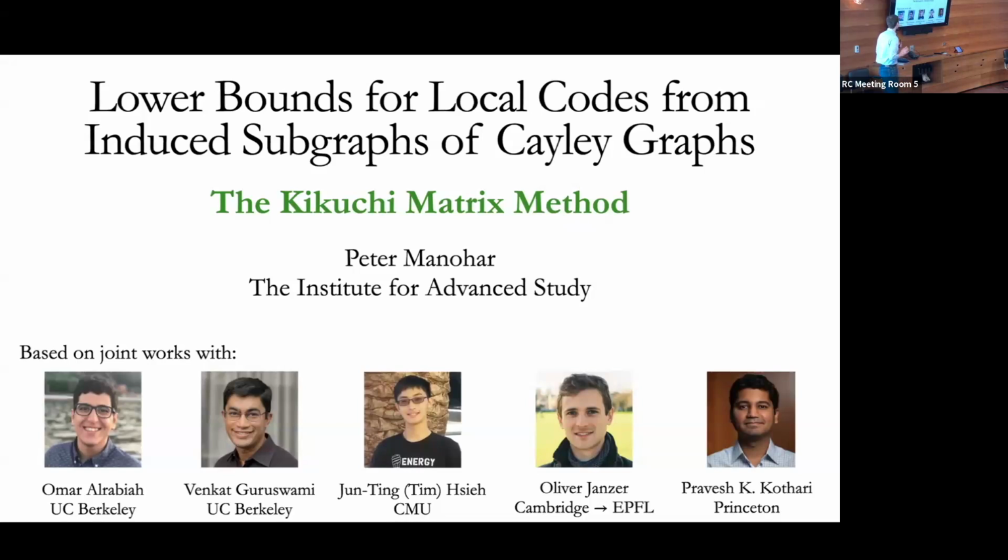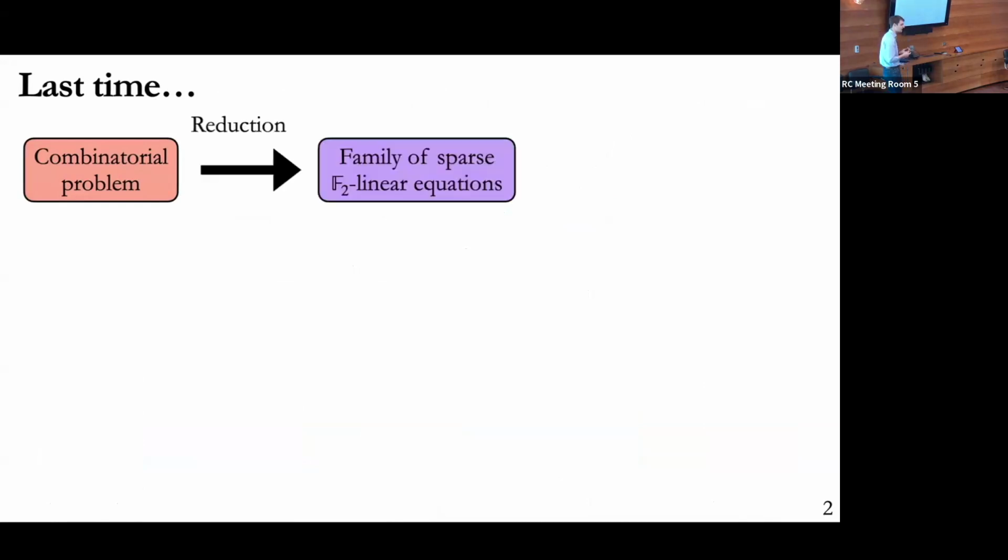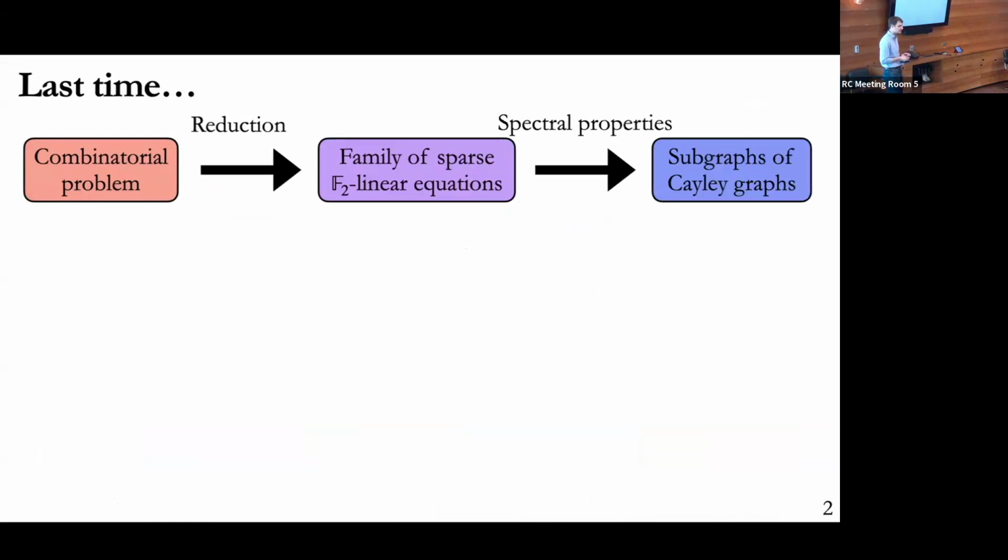So in case you've forgotten what we did last time, let me just give you a brief summary. Last time we said we had some method for solving combinatorial problems if we could reduce them to understanding some family of sparse linear equations over some finite field such as F2. And then the way we analyze the system of linear equations is by understanding spectral properties of these induced subgraphs of Cayley graphs. So this reduction had the feature that we could understand this family of linear equations, and we could prove results about the combinatorial problem. We did that by using these spectral tools.